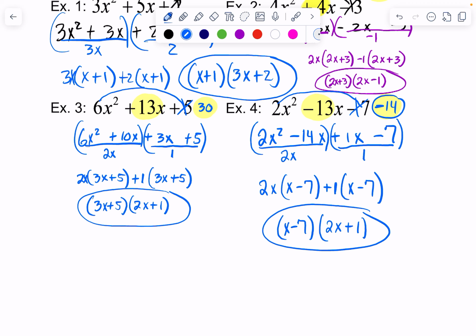Now you know how to factor trinomials using either the product sum cubic method or the grouping method.